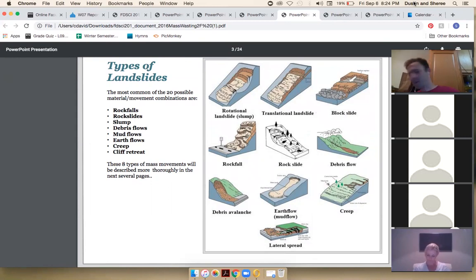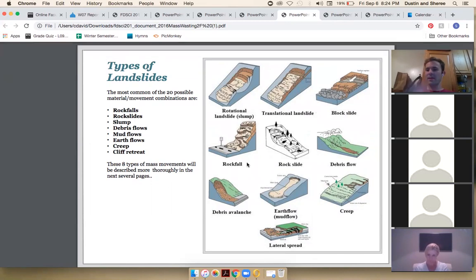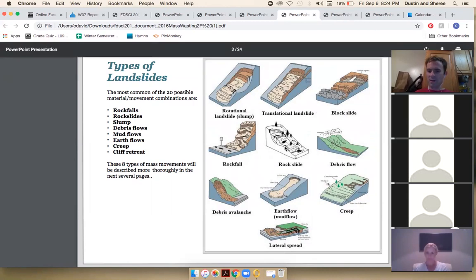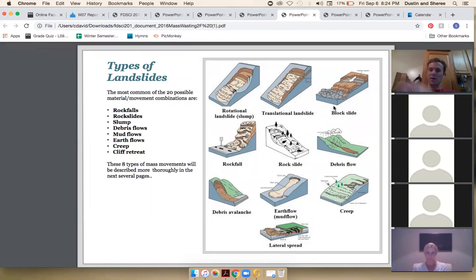I'm not hearing any questions, so we'll keep moving with that. You've got a rock fall, which is pretty intuitive, right? That's just where the rocks fall down. And a rock slide, there's a bit of a rotational element to it. It's not a big block of rock moving at once. It's a whole bunch of rocks coming down. They can slump a little bit and they'll just come down.